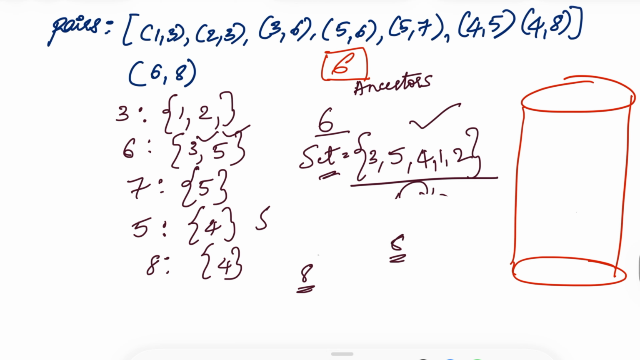We'll also maintain a set for its ancestors. Is 8 in the map? Yes. And what are the parents of 8? 4. Is 4 in the set? No. Add it to the set and add it to the stack.